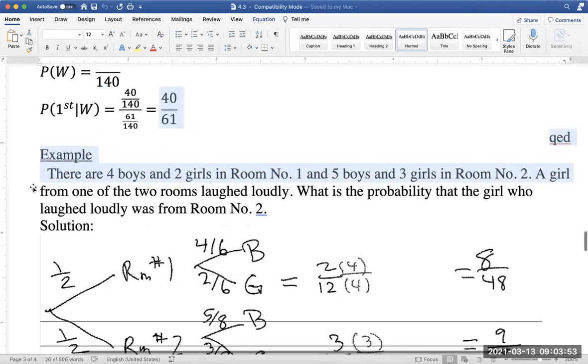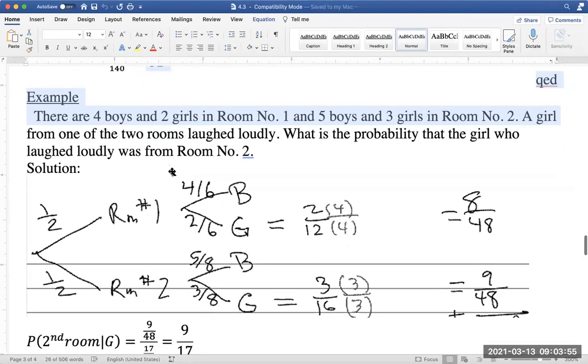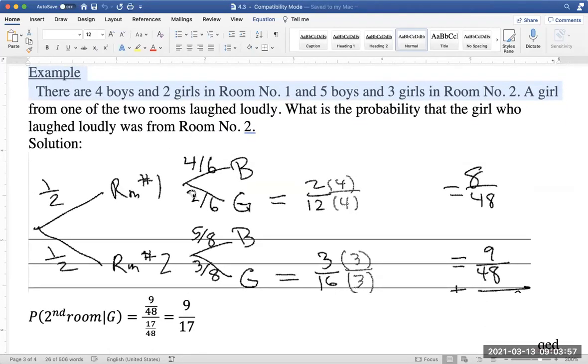There are 4 boys, 2 girls in room number 1. There are 5 boys, 3 girls in room number 2. A girl from one of the 2 rooms laughed loudly. What is the probability that the girl who laughed loudly is from room 2?